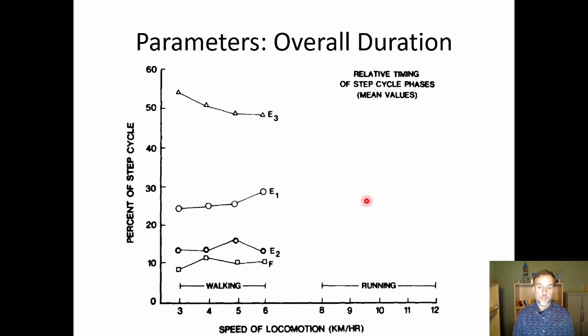So overall duration. Well, we already saw in some of the numbers that the overall duration would change as long as the relative timing stayed the same. So imagine walking slowly at 3 kilometers an hour versus quick at 6 kilometers an hour. The cycle time here is going to be slow, let's say 1 second, and then let's say it's 0.7 seconds, and then 0.5 seconds, and then 0.3 seconds. So the overall duration can change. We've seen that a couple of times. It's just the relative timing that has to stay the same.